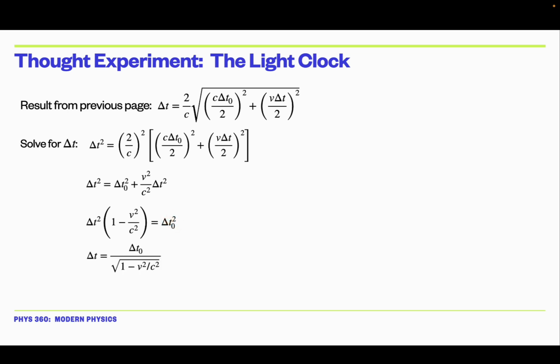And then we're going to divide both sides by the term in parentheses and take the square root. So we get delta t is delta t naught over the square root of 1 minus v squared over c squared. This is the expression for time dilation.